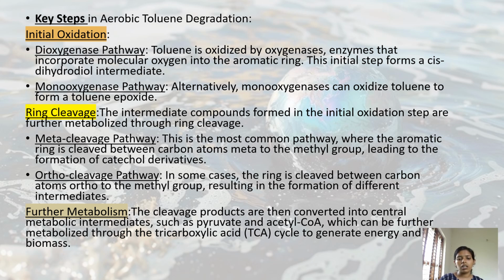Further metabolism: the cleavage products are then converted into central metabolic intermediates such as pyruvate and acetyl CoA, which can be further metabolized through the citric acid cycle to generate energy and biomass. These are the steps involved in the aerobic toluene degradation. First, toluene is initially oxidized to form intermediates, which are then cleaved by the meta cleavage or ortho cleavage pathway and further metabolized into pyruvate or acetyl CoA, which can enter the TCA cycle to generate energy and biomass.